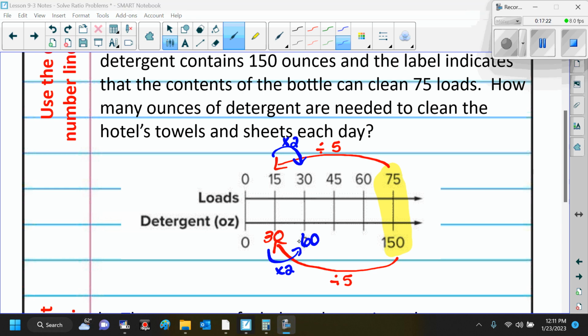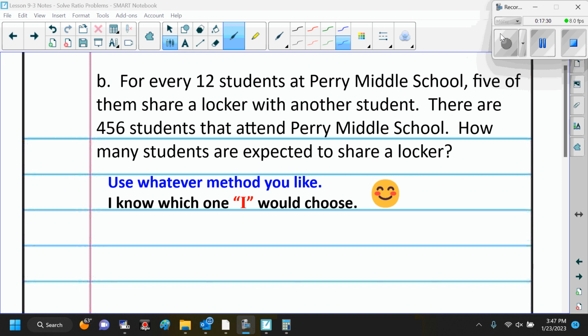So it takes 60 ounces of detergent to do 30 loads of laundry. So the last example here is example C. I accidentally wrote B here, but this is example C.